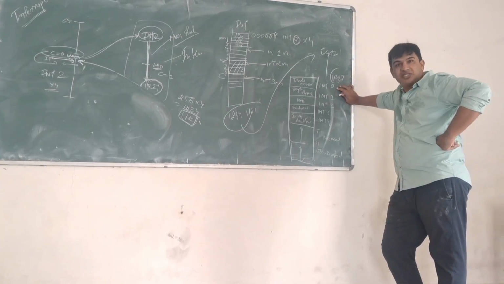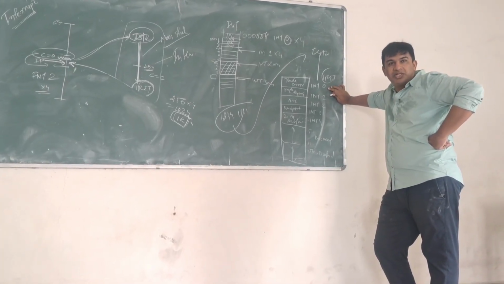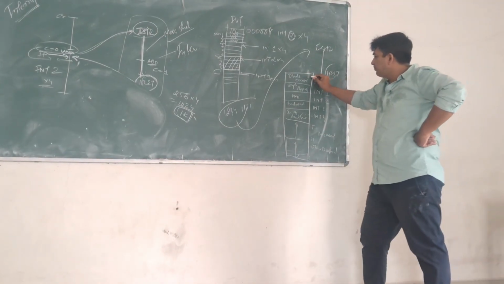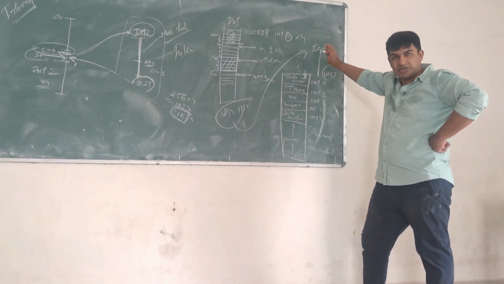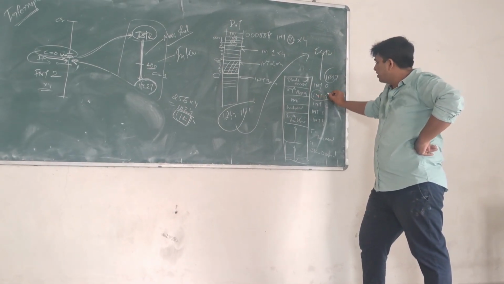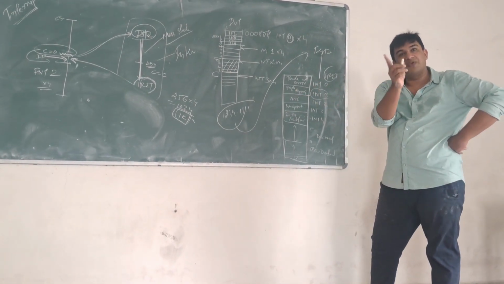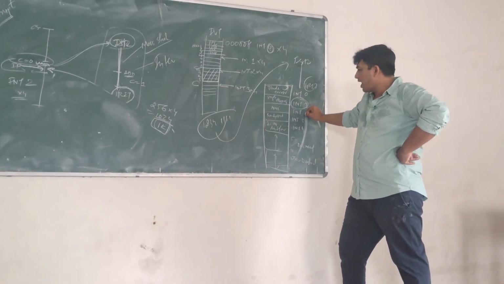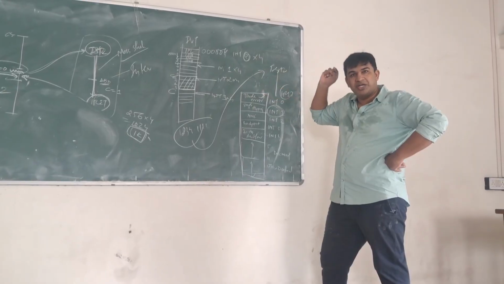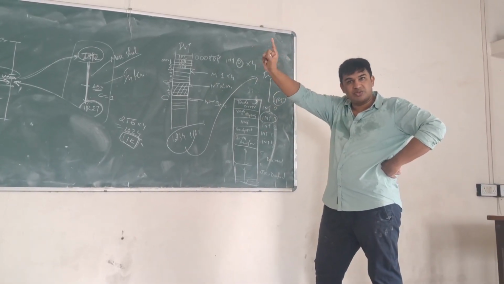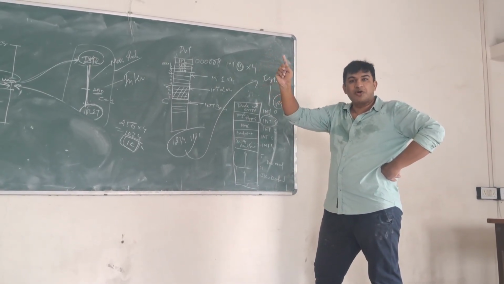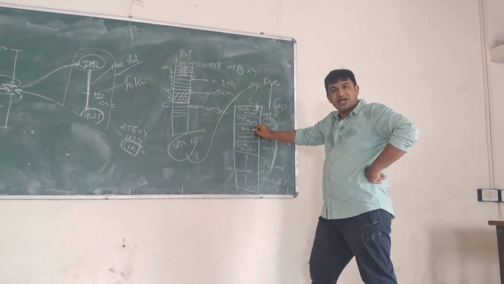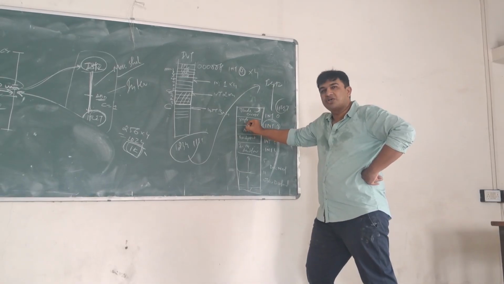Interrupt 0 is divide error. Sometimes if you divide some number and your answer is more than 8 bits, it will cause an error. In that case, this interrupt will be generated and you can execute it. INT 1 is single stepping. If you want to do single stepping, the code of INT 1 will get executed. INT 2 is NMI, a non-maskable interrupt. If something comes on pin number 2, ISR 2 will get executed, whatever is on this location.